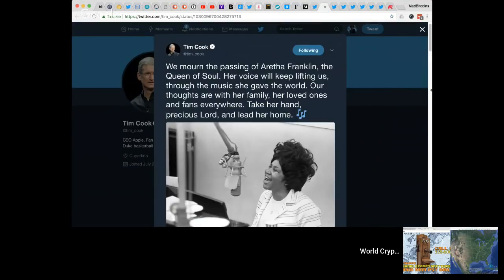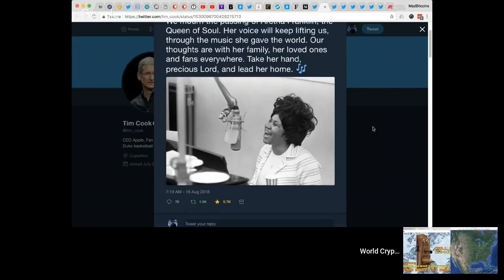We say a sad goodbye and join Tim Cook in mourning the passing of Aretha Franklin, the Queen of Soul. As Tim writes, her voice will keep lifting us through the music she gave the world. Our thoughts are with her family, her loved ones, and fans everywhere. Take her hand, precious Lord, and lead her home. Aretha Franklin died yesterday at 76 years old.